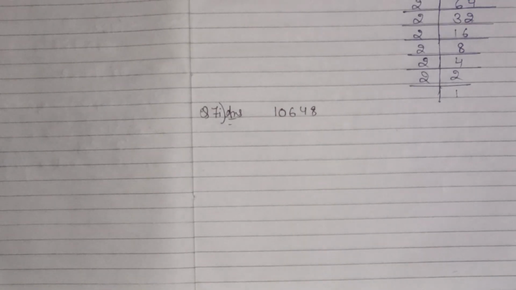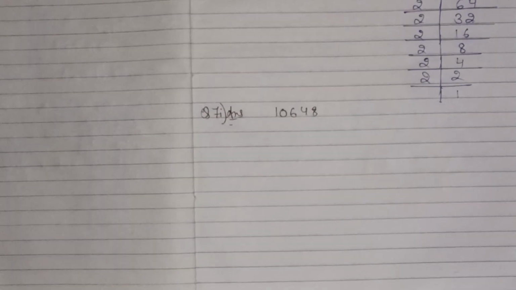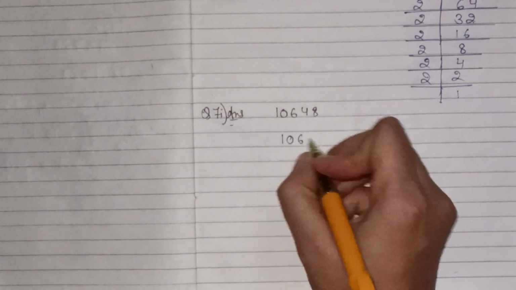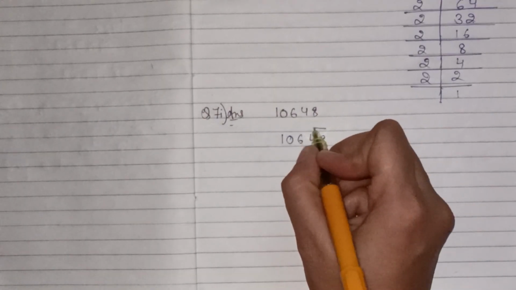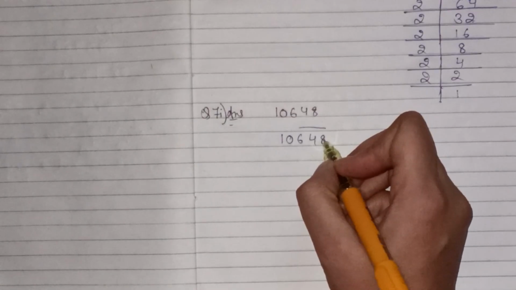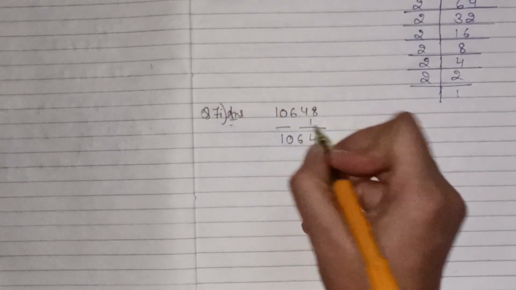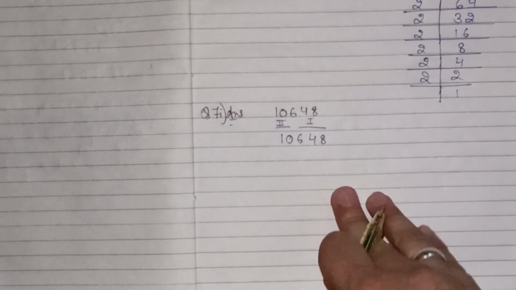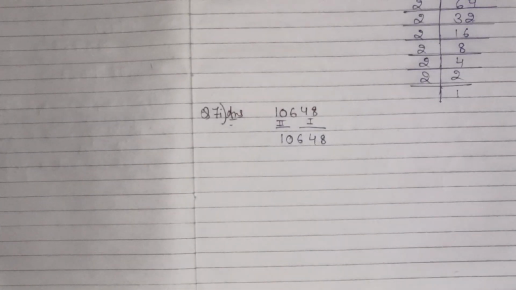Now we have to divide this into 2 groups, a first group and a second group. We form groups of 3 digits starting from the right side, from the back. I write again 10,648. 648 is our first group, starting from the back, and 10 is our second group.